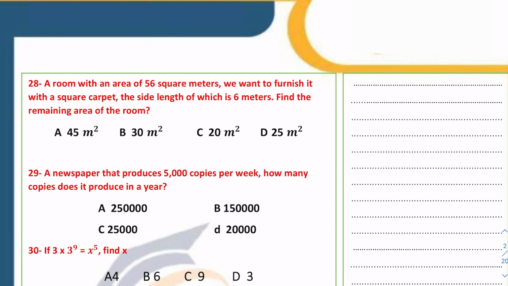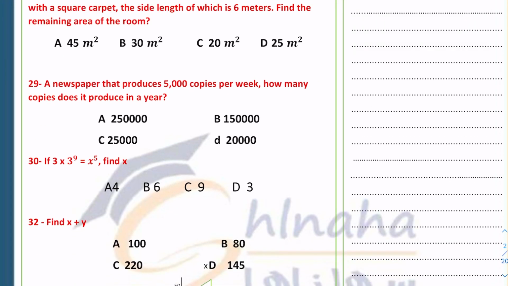The next question is, a newspaper produces 5,000 per week. How many per year? I will multiply by 50. 5,000 by 50. We have 4 zeros. 5 times 5, 25. So we will choose 25. Take care about the zeros you have, okay?